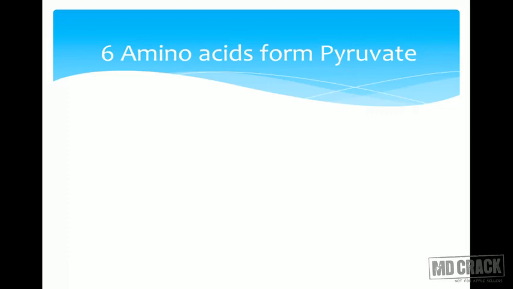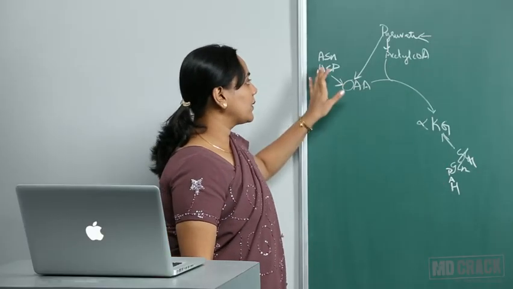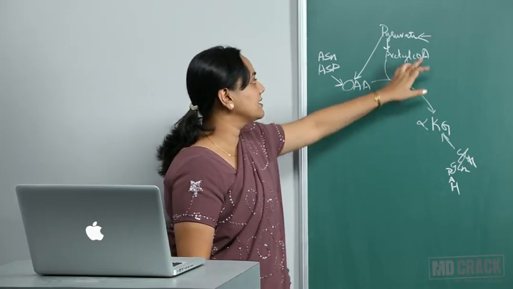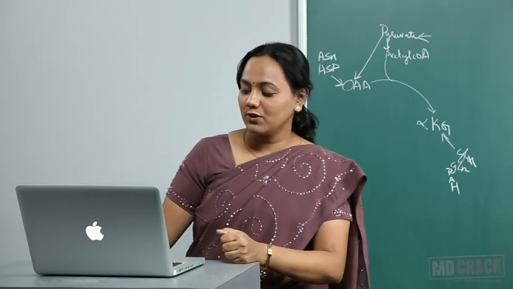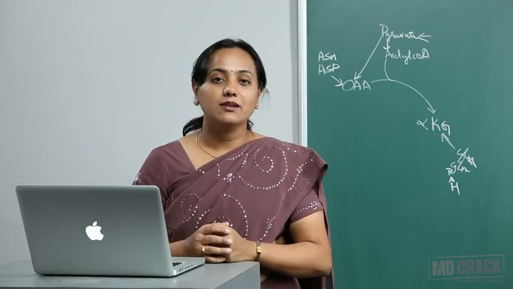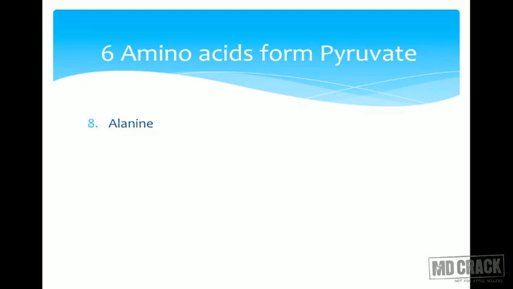Now there are 6 amino acids which form pyruvate. These were 5, these were only 2, and that's why I have gone in increasing number. Which are the amino acids which form pyruvate? All these are also glucogenic. Now one important amino acid that should come to your mind is alanine, through alanine transaminase. So alanine naturally will form pyruvate. Which are the other ones?